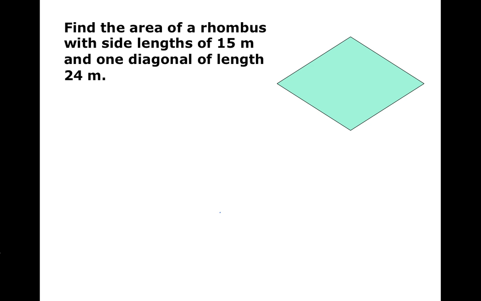Which one is the 24, the long or the short one? I don't know, so just put it on one of them. Draw yourself that rhombus. One diagonal is 24. That's a triangle too. When you put the other diagonal in, what happens to the shape? It becomes 4 triangles. The triangles are right triangles because the diagonals are perpendicular. The diagonals also bisect, so the 24 becomes 12 and 12.